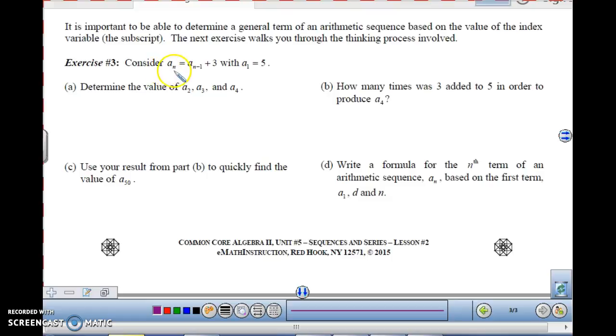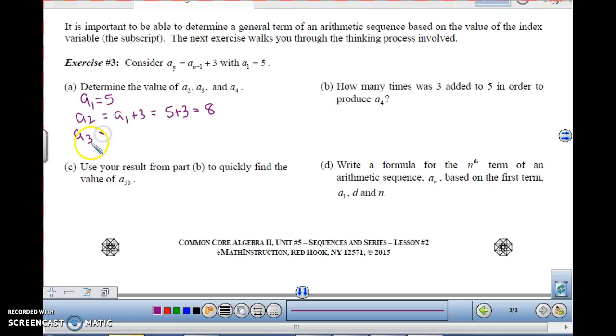So let's consider a of n equals a of n minus 1 plus 3 with a of 1 equals 5. Determine the values of a2, a3, and a4. All right, so we know a1 is 5. If I want to find a2, what does this say to do? Remember, if this is 2, this would have to be 1. So we take the previous term, a1, and add 3 to it. So this is going to be 5 plus 3, which is 8.